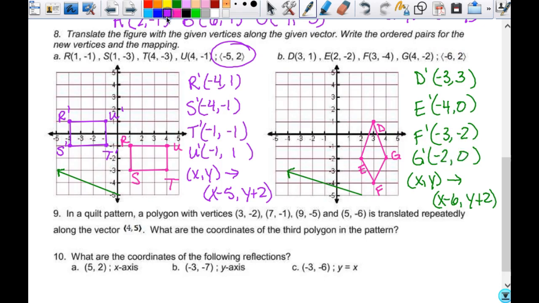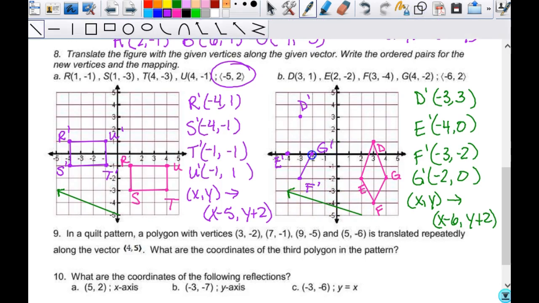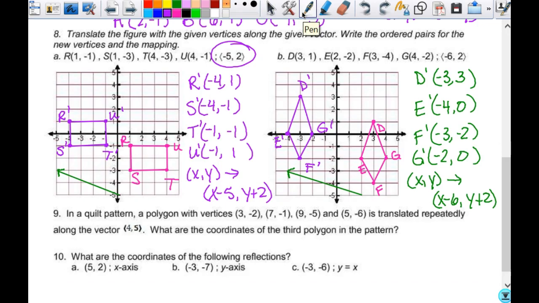So then when I come over here and plot my points here, I'm going to go to the left 6 and up 2. That's E prime. D prime, left 6 and up 2. G prime, to the left 6 and up 2. F prime, to the left 6 and up 2. Then I connect my dots. And I'm done. And you can double check your points with what you have on here.